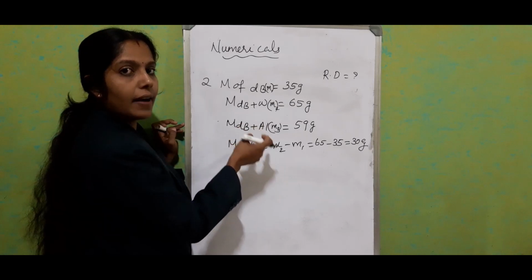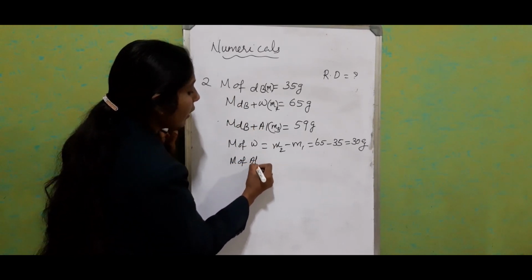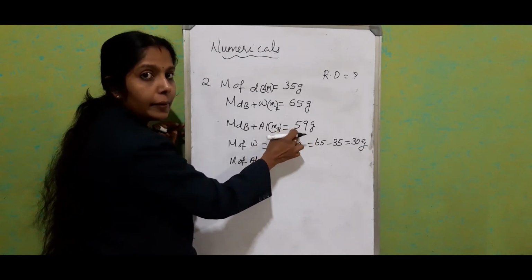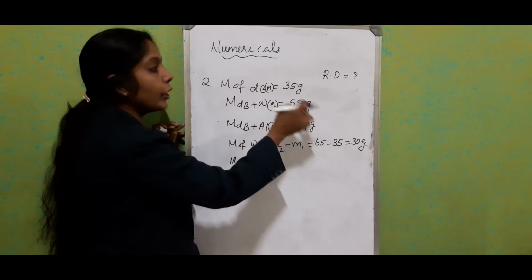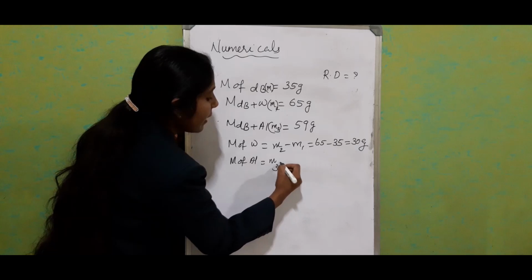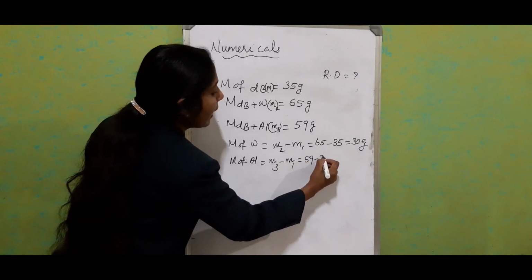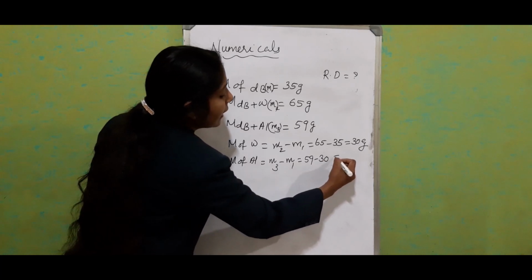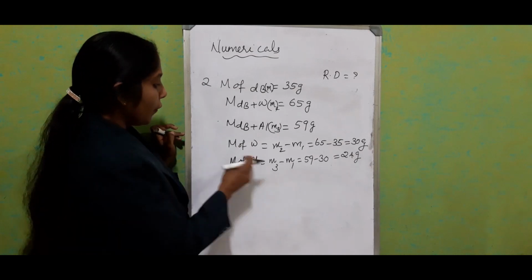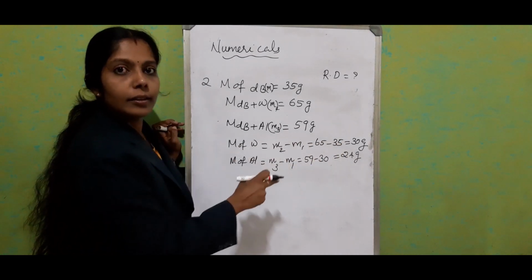Same way we will find out the mass of alcohol. So mass of alcohol is equal to, this is the total mass of alcohol and bottle. From this value we need to minus the mass of bottle. So we will get M3 minus M1, that is equal to 59 minus 35. This is equal to 24 gram. Okay. So we got the mass of water and the mass of alcohol.